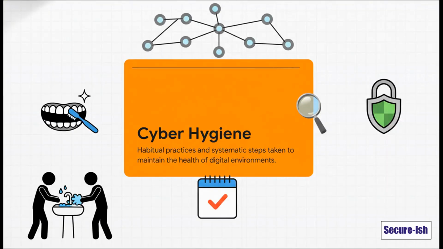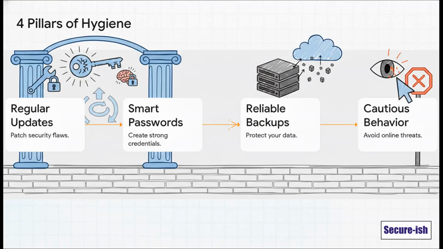Now, cyber hygiene sounds all technical, but it's not, I promise. It's just like brushing your teeth or washing your hands. It's all about the simple, regular habits you practice to keep your digital life clean and secure. It's not about being a tech whiz, it's just about building a few good routines. And that routine really comes down to four main things, four pillars of good cyber hygiene. We're talking regular updates, smart passwords, reliable backups, and just plain old cautious behavior. Think of these as the foundation for keeping your digital house locked down tight.